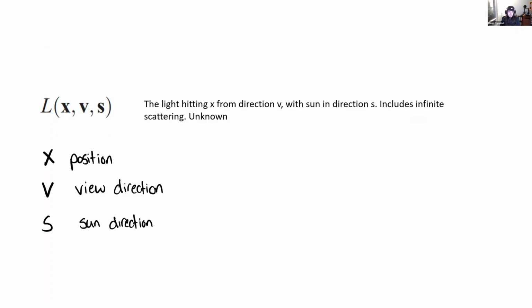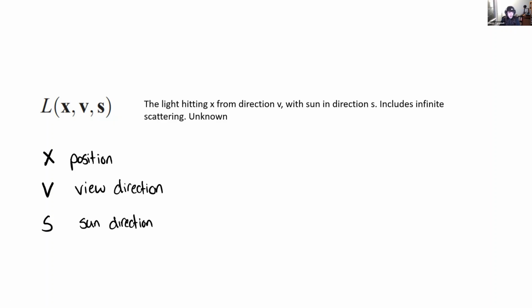Okay, so just a little definition here. This is the lighting equation, where it's basically saying all the light coming in to a point from a direction, and S here is the direction towards the sun. So all the light is calculated with this function of 3 variables. This is the thing that we are wanting to find.